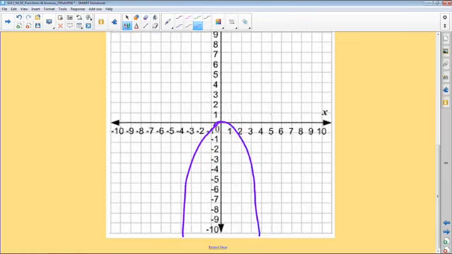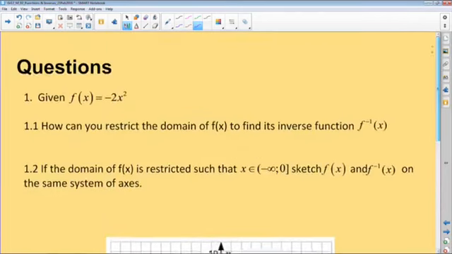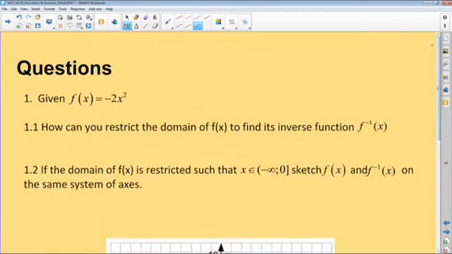Okay, so you have your parabola, and that's your minus 2x squared. We know that it's not a function. I mean, it is a function, but we know that it's a many-to-one function, so we know we have to restrict the domain of this graph so that we can find its inverse function, f inverse x.